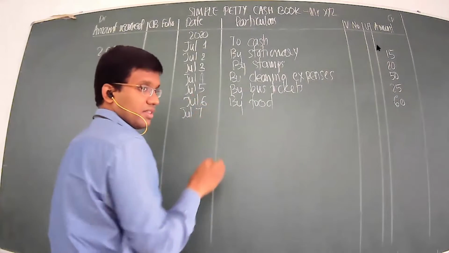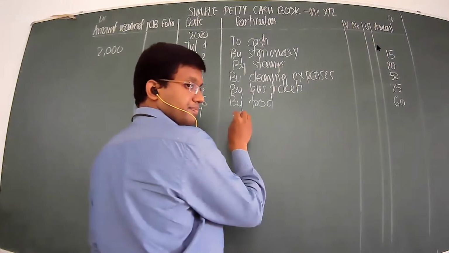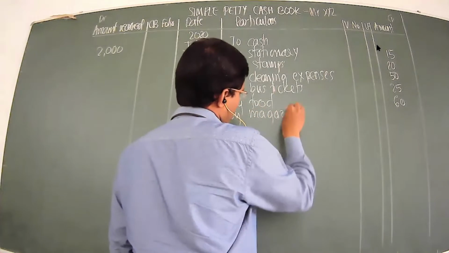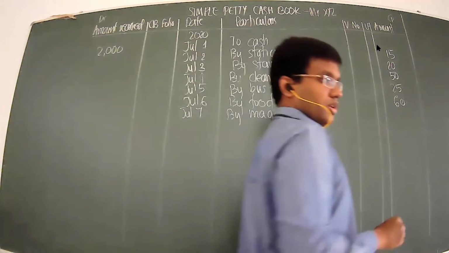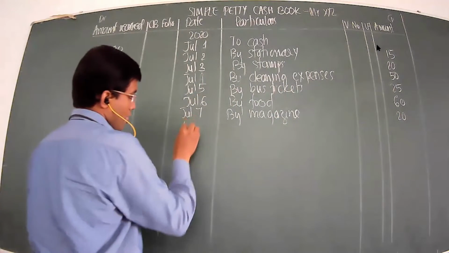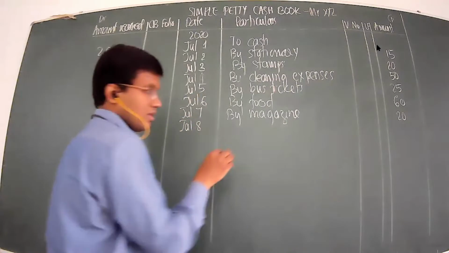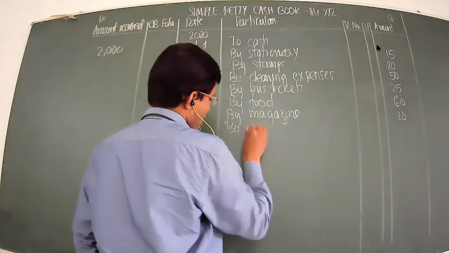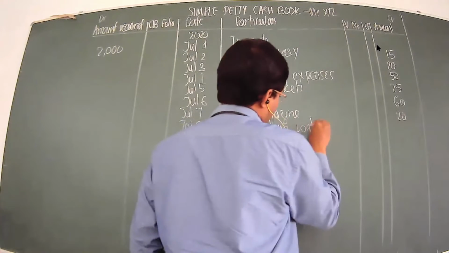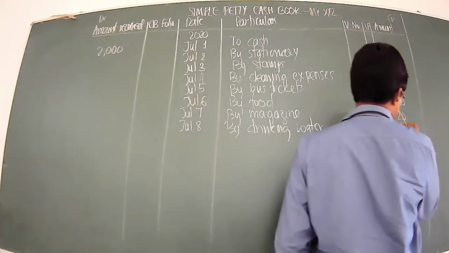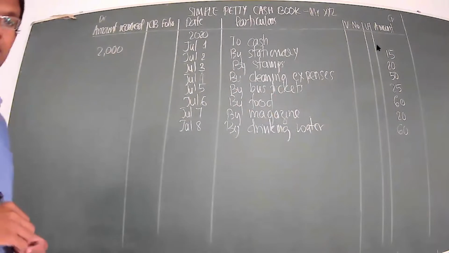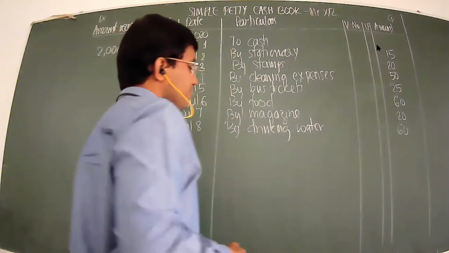July 7th, by magazine, 20 rupees. July 8th, by drinking water, 60 rupees. So with that, we've completed entering, and if you notice, it was a very simple entry.